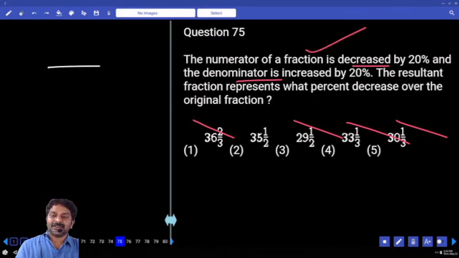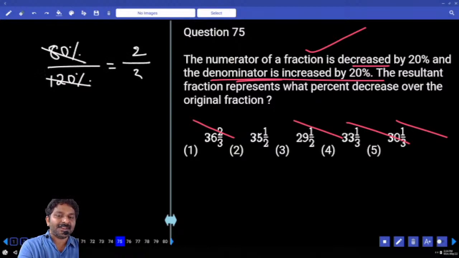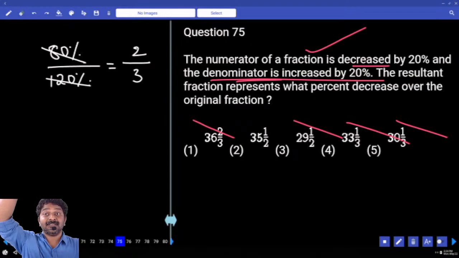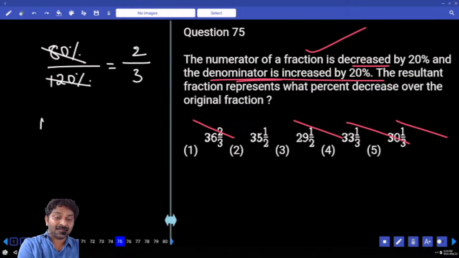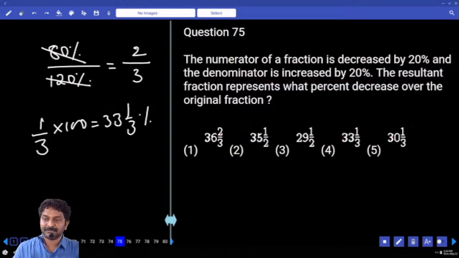Numerator of the fraction decreased by 20%. That becomes 80%. Denominator increased by 20%. That becomes 120%. Cancellation, 40% with 2 times and then 3 times. What was our original fraction? Now it becomes how much decreased? 1 by 3. In terms of percentage, 33, 1 by 3, fourth option.